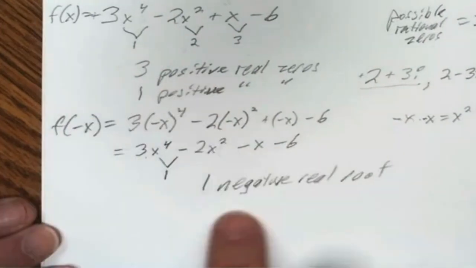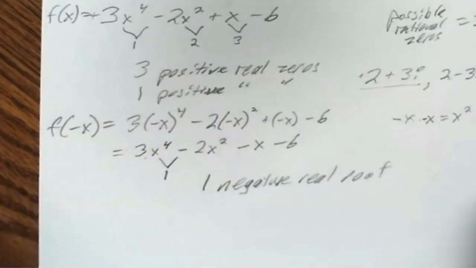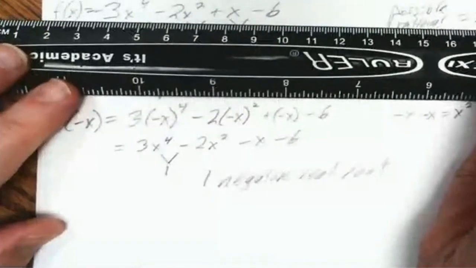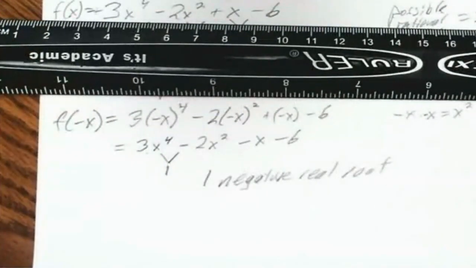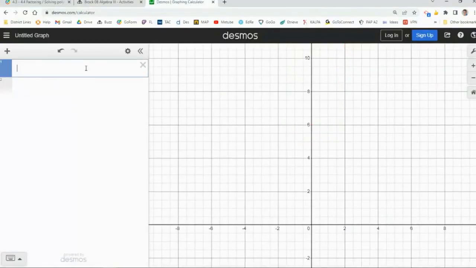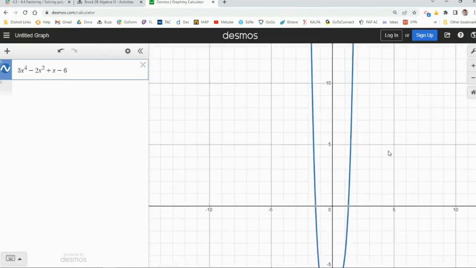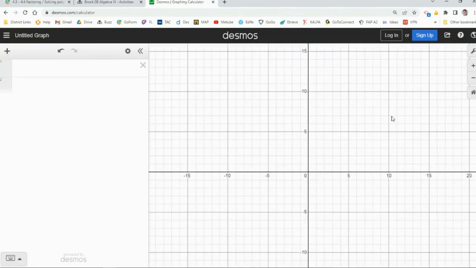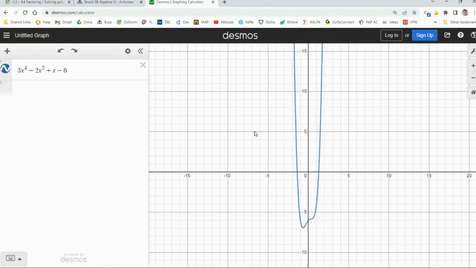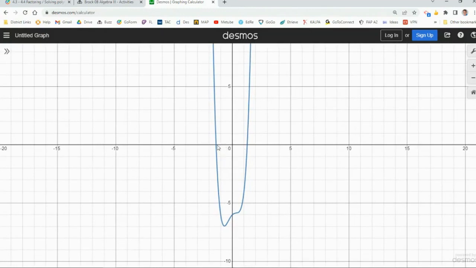So let's check it without doing all the math and not checking all these and start dividing by that. Let's just graph this and see how many real roots there are. All right, so we're going to go back to our Desmos. We're going to cancel that. I'm going to put 3x to the fourth minus 2x squared plus x minus 6. There, I'm going to close it like that. There's our equation.